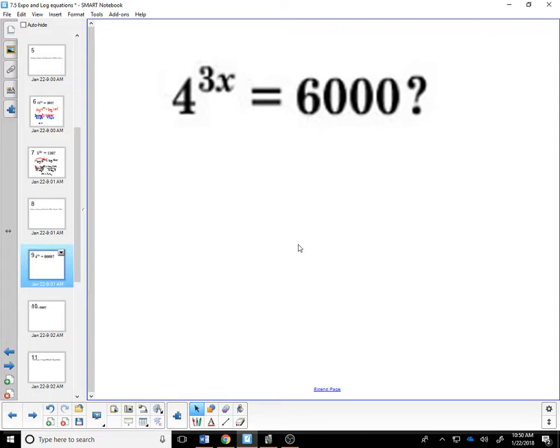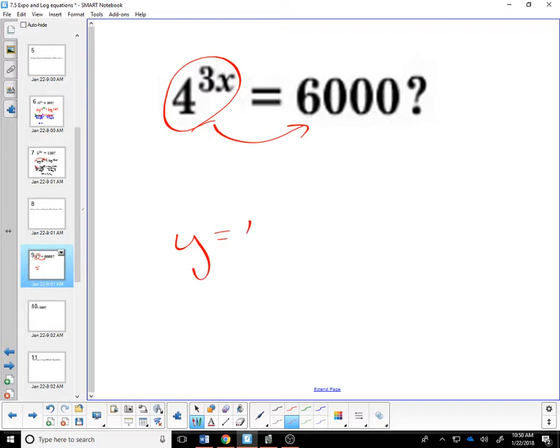So let's stop and examine this for a minute. This is saying that when I took this function, I got that, right? So technically, that means that the parent function here is y equals 4 to the 3x.